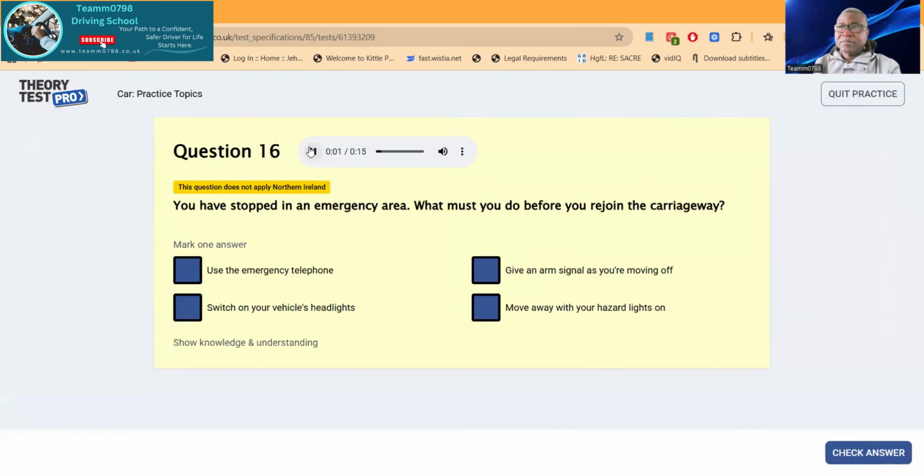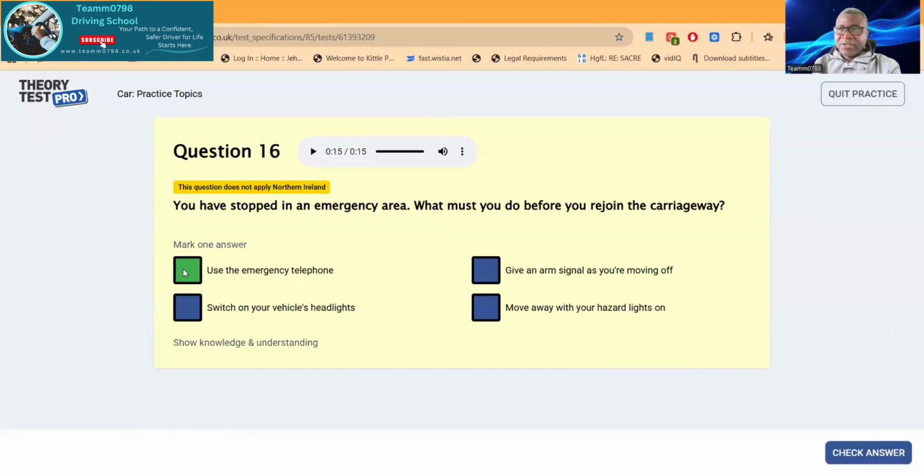You have stopped in an emergency area. What must you do before you rejoin the carriageway? Use the emergency telephone. Give an arm signal as you're moving off. Switch on your vehicle's headlights. Move away with your hazard lights on.